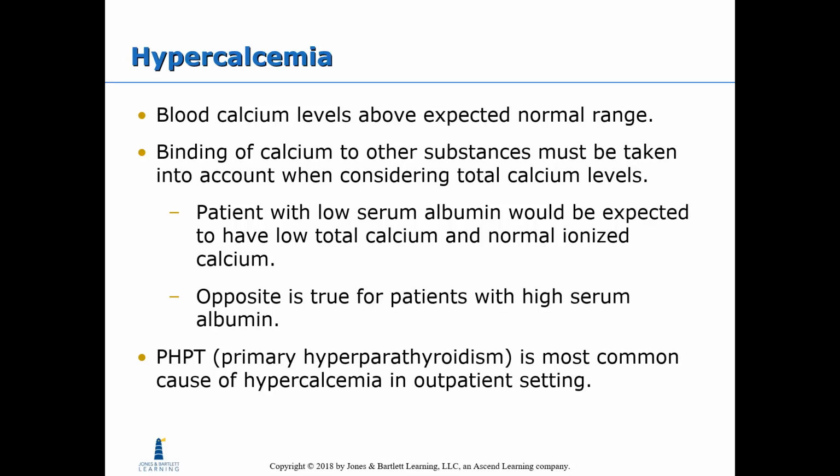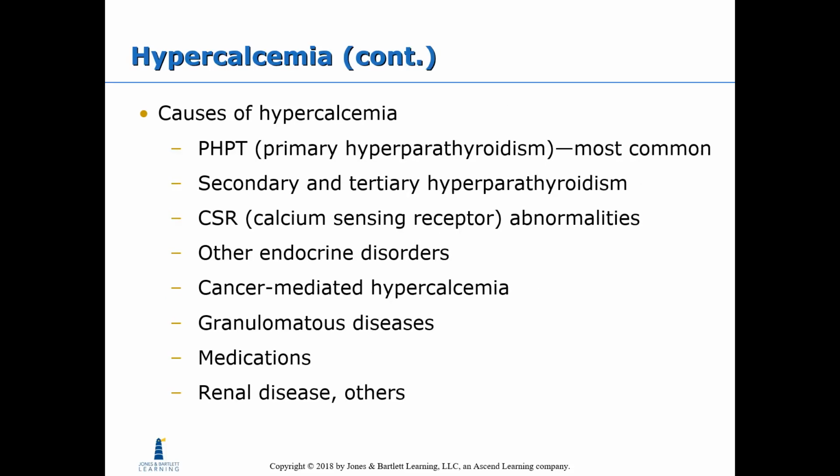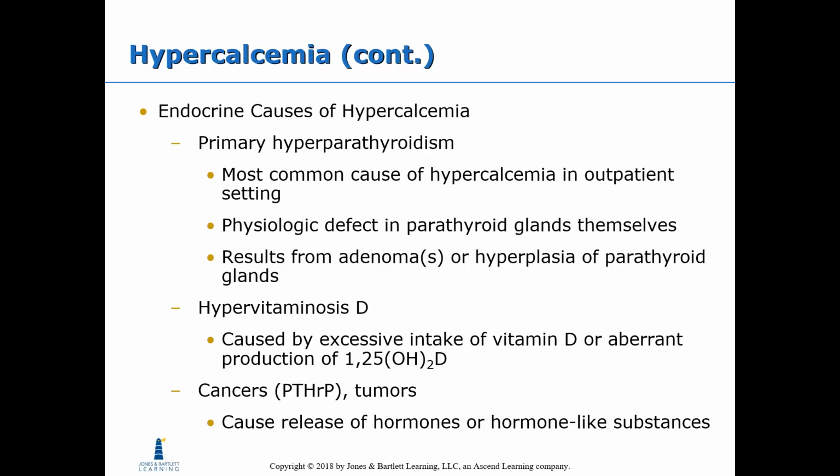PHPT, primary hyperparathyroidism, is the most common cause of hypercalcemia in the outpatient setting. Other causes include secondary and tertiary hyperparathyroidism, CSR, calcium-sensing receptor abnormalities, other endocrine disorders, cancer-mediated hypercalcemia, granulomatous disease, medications, and renal disease. Endocrine causes of hypercalcemia: primary hyperparathyroidism, again, is the most common cause in an outpatient setting. It is a physiologic defect in the parathyroid glands themselves, resulting from adenomas or hyperplasias of the parathyroid glands.